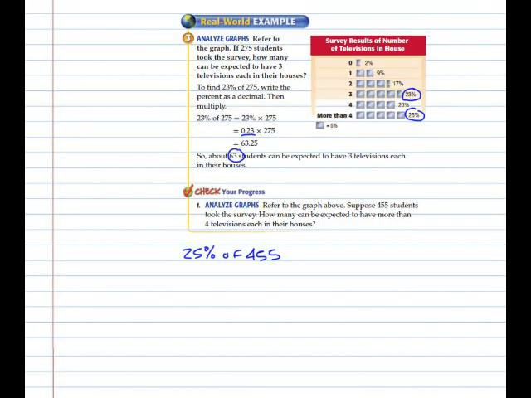455. Now, 25% we know is the fraction 1/4. Not really compatible with 455, so we're going to change 25% to a decimal, 0.25. We're going to multiply that times 455, and we get 113.75, which we're going to round to 114. So 114 students of our survey of 455 have 4 or more televisions.